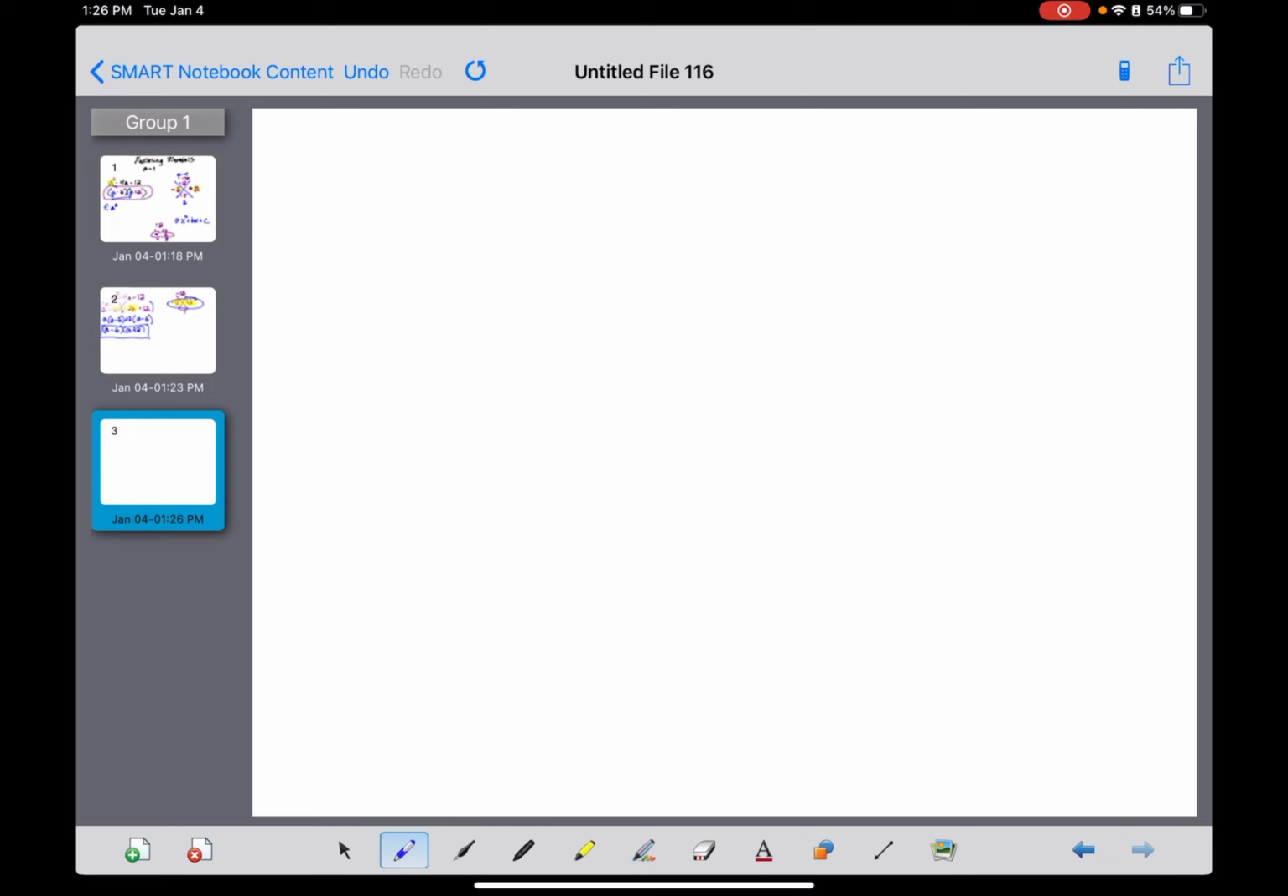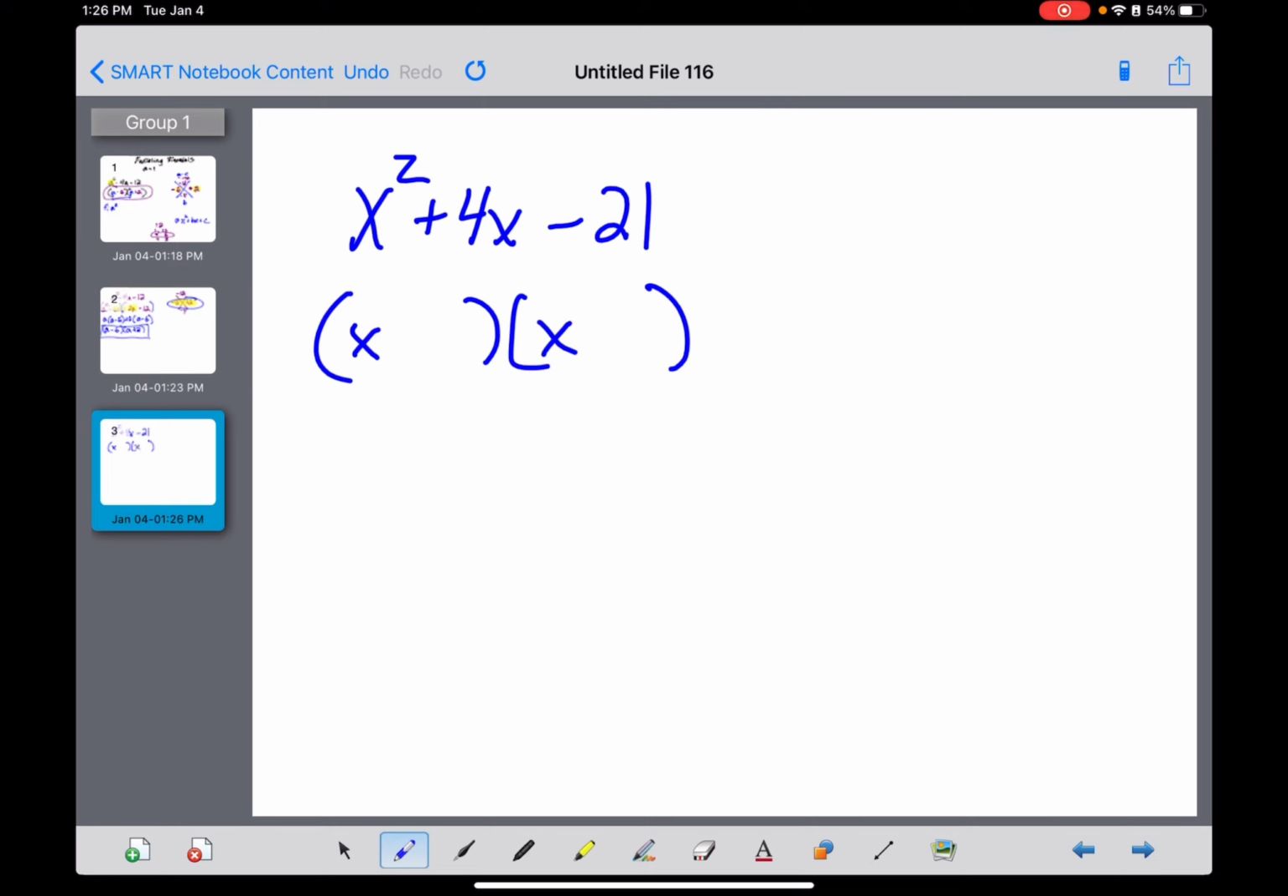Let's look at another one. Let's go x squared plus 4x minus 21. Okay, so first step, we're going to break it into two binomials. Variable is x, so we're going to go x and x. We use the x method.